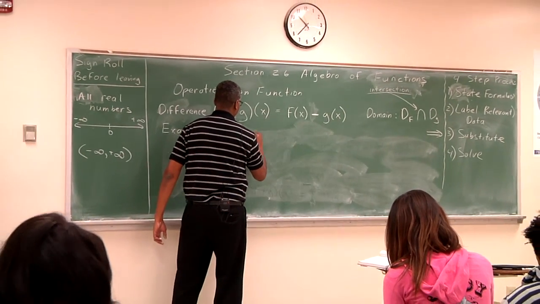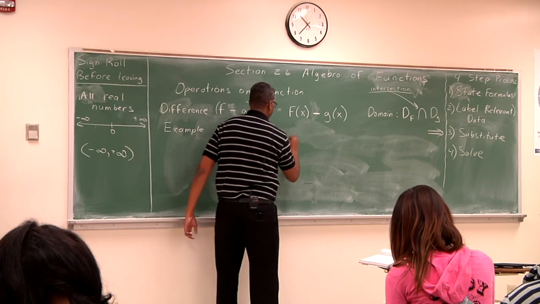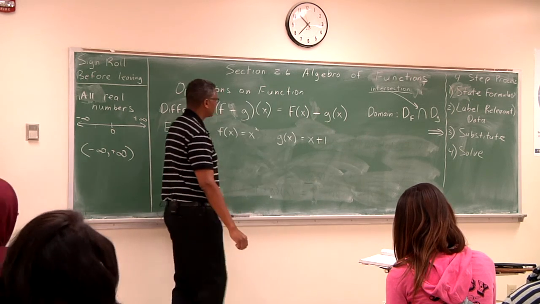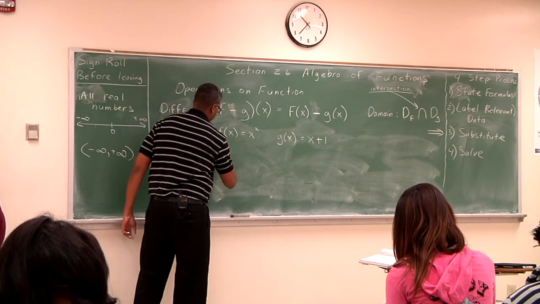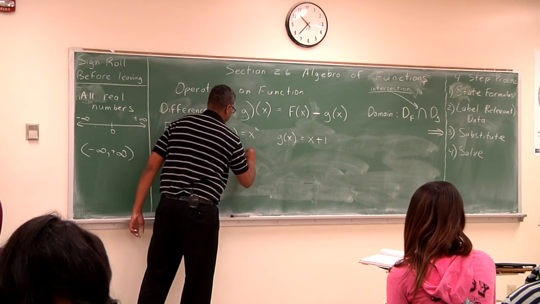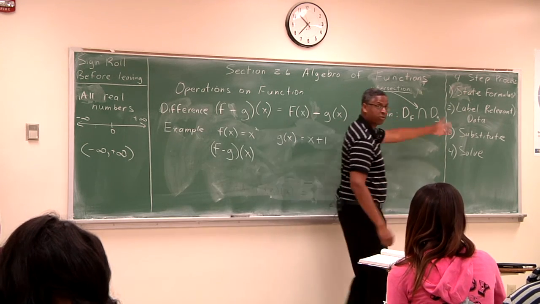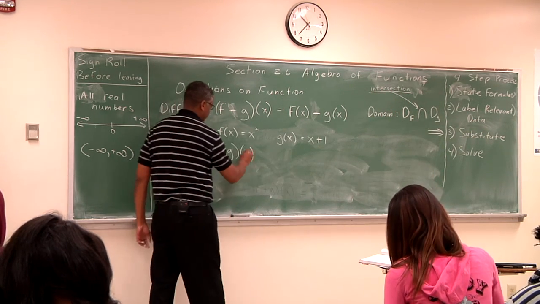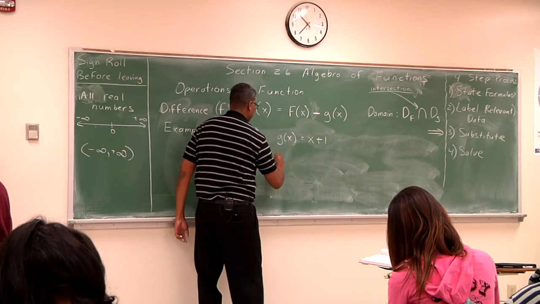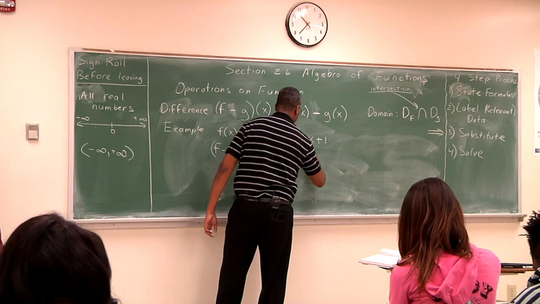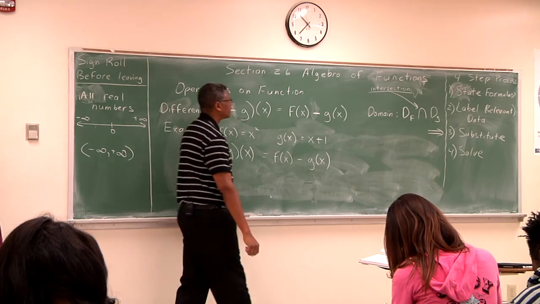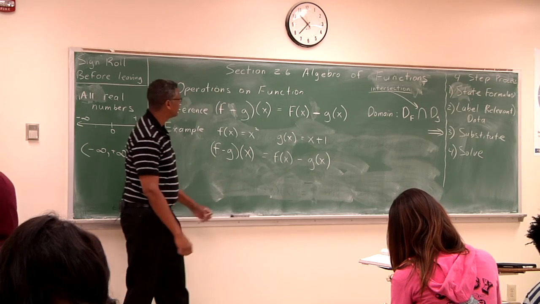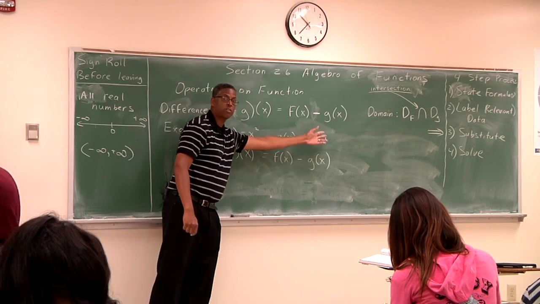we said that f of x equals x squared. We said that g of x equals x plus 1, correct? So f minus g of x. Now I'm actually going through the same four-step process again, right? I'm stating the formula. f minus g of x is equal to f of x minus g of x. I'm labeling the relevant data. Well, the relevant data here from the formula is f of x and g of x, that's given, correct?